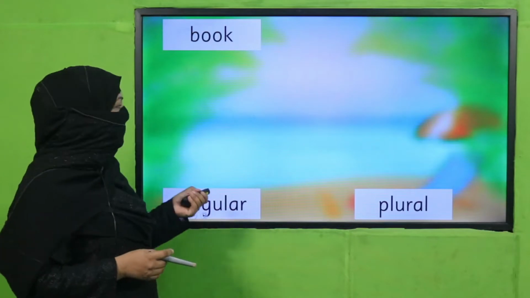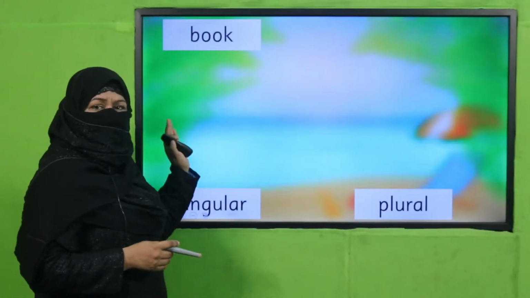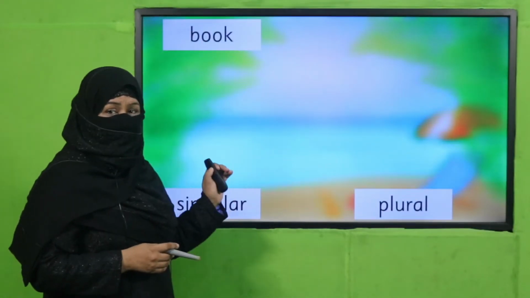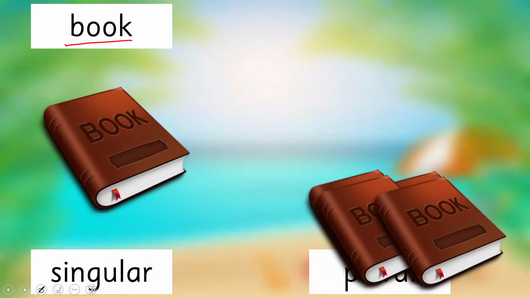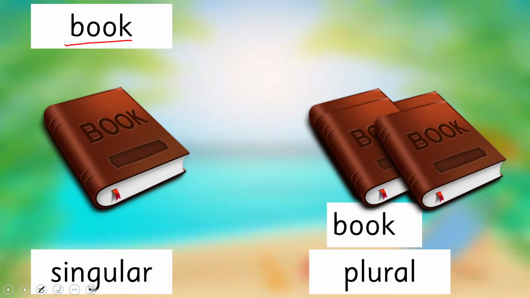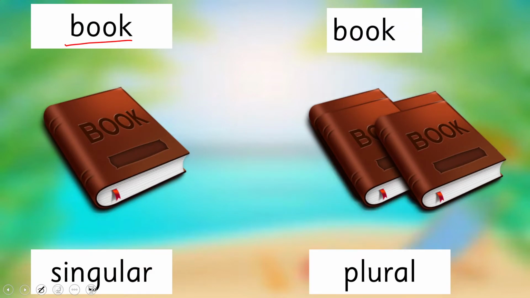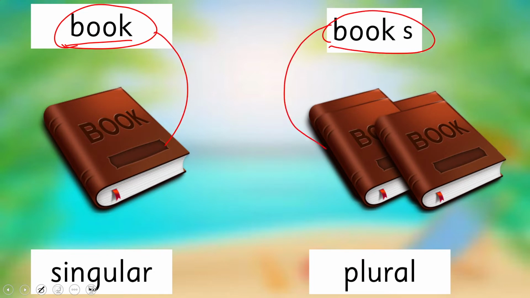The first rule we learned for writing singular to plural, what was that? We write the noun, and for its plural, when it's more than one, we just add S to make it plural. Book, singular. Books, plural.